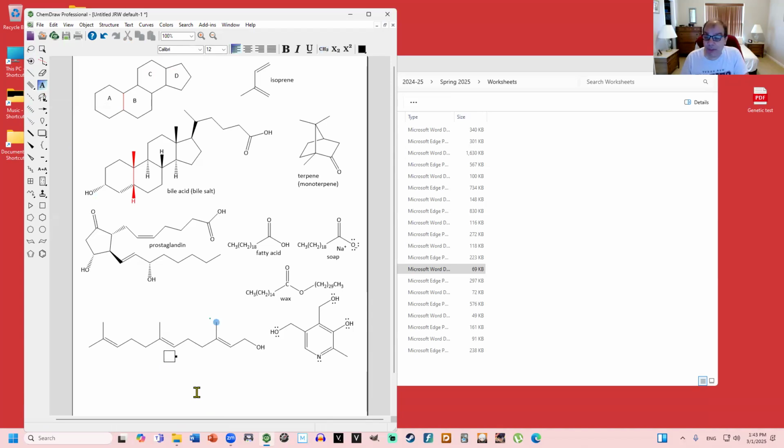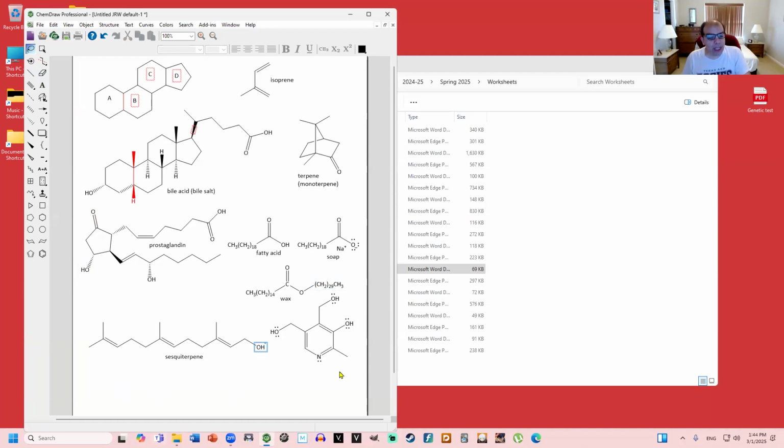So this guy has 15 carbons and is composed of 3 5-carbon isoprene units. A monoterpene has 10 carbons. This has 15 carbons. 15 is 1.5 times 10, so it's a 1.5 terpene. It's a sesquiterpene. And again, we'll have gone over that in class. You can check out the class notes for some more examples of that structure.